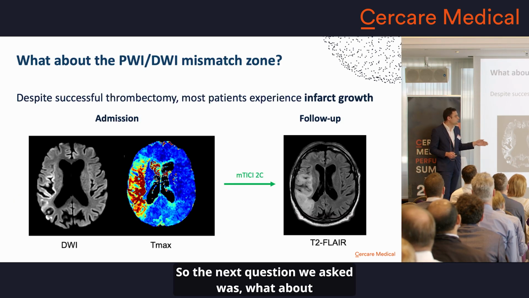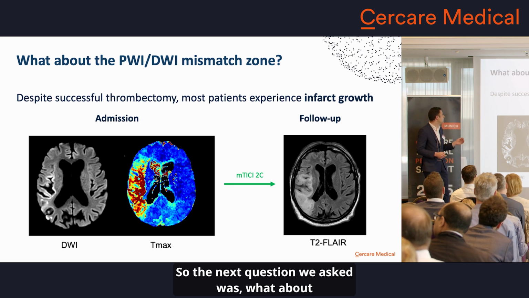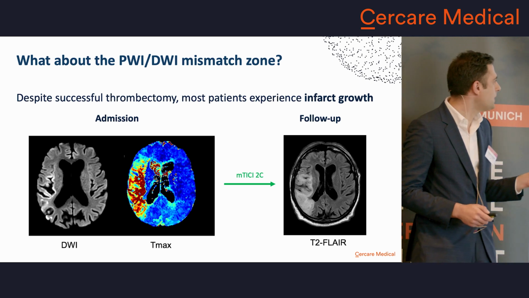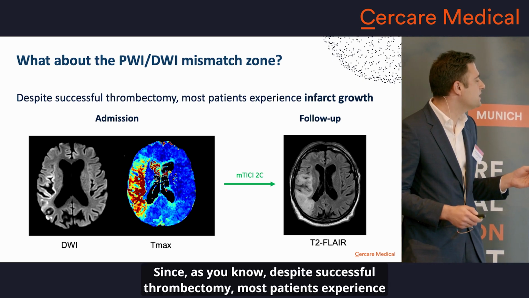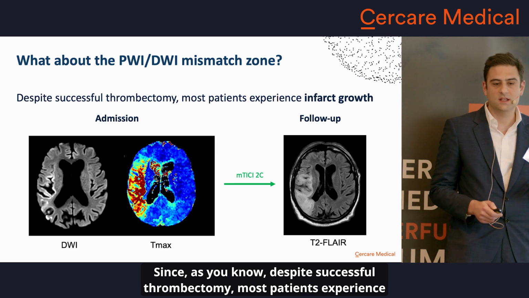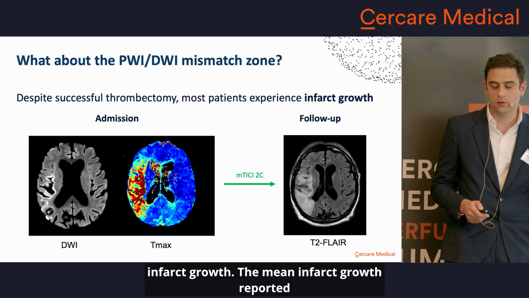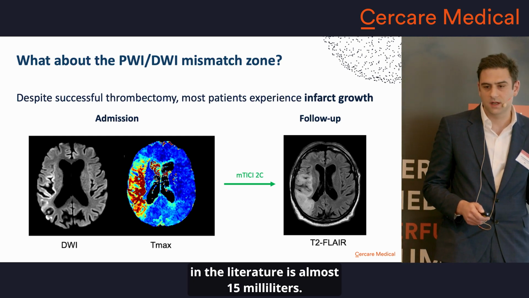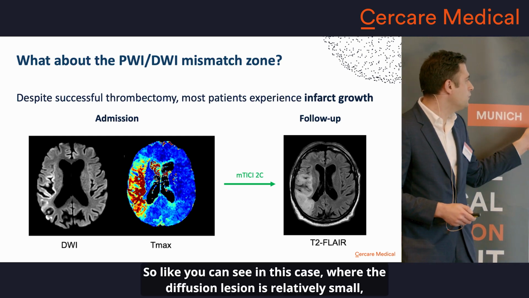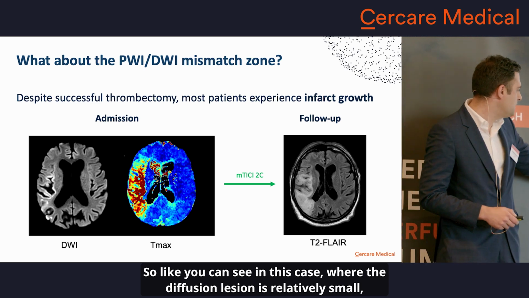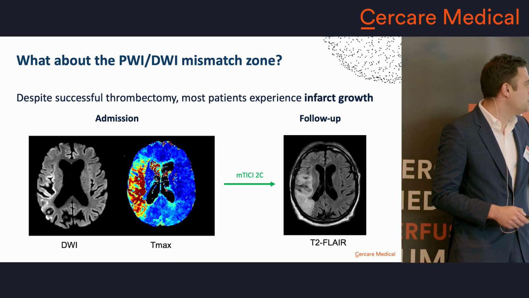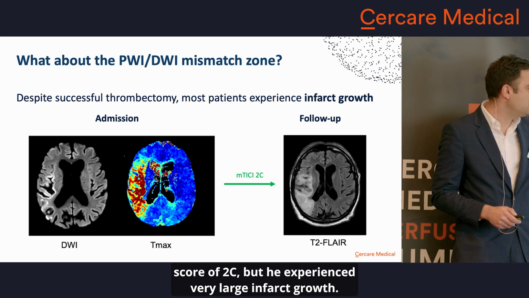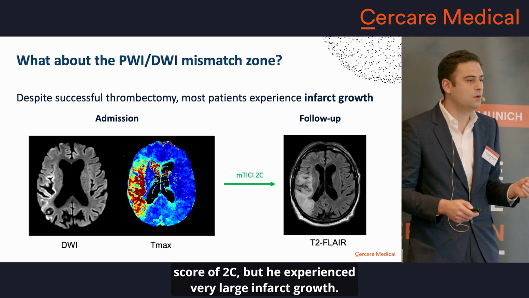So the next question we asked was, what about within the perfusion-diffusion mismatch zone? Since, as you know, despite successful thrombectomy, most patients experience infarct growth. The mean infarct growth reported in the literature is almost 15 milliliters. Like you can see in this case, where the diffusion lesion is relatively small, the patient achieved very good reperfusion with an mTICI score of 2C, but he experienced a very large infarct growth.